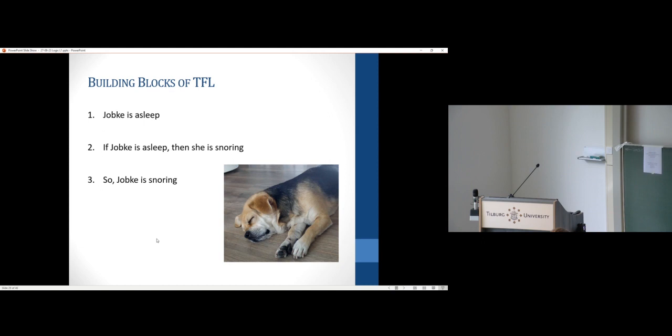If 1 and 2 are true, then the conclusion must be true. 2 says, hey, if she's asleep, then she's snoring. 1 tells us that she's asleep, so she must be snoring. Note again, it doesn't matter if 1 and 2 are in fact false. The test is always: is it possible for 1 and 2 to be true and 3 false? And there's no way to do that. If 1 and 2 are true, 3 is guaranteed.